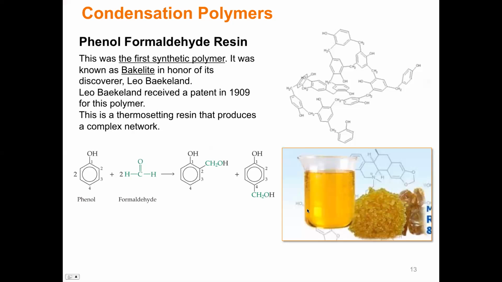Now here, phenol formaldehyde resin. Now this one was called bakelite. This was the first synthetic polymer made, and it was used as a thermosetting resin, right? So it really makes a beautiful complex network. That's why it would be a resin or a coating. And you can sort of see the structure here.